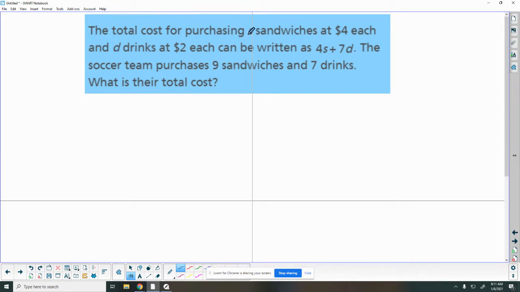The total cost for purchasing S sandwiches at $4 each and D drinks at $2 each can be written as 4S plus 2D. So every sandwich is $4 and $2 per drink. We're not sure how many sandwiches we're going to buy, but every sandwich is $4. And we don't know how many drinks we're going to buy, but every drink is $2. Now it tells us the soccer team got 9 sandwiches. Remember, this is not 49. It's 4 times 9, 4 groups of 9. That tells us our sandwiches, and then they got 7 drinks for $2 each. 2 times 7 tells us our drinks. What is our total cost?